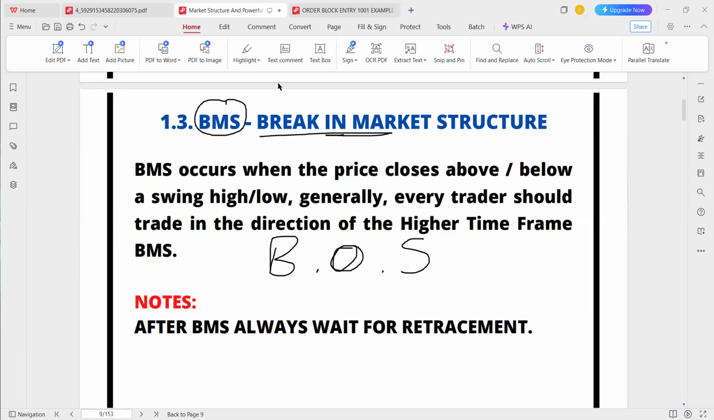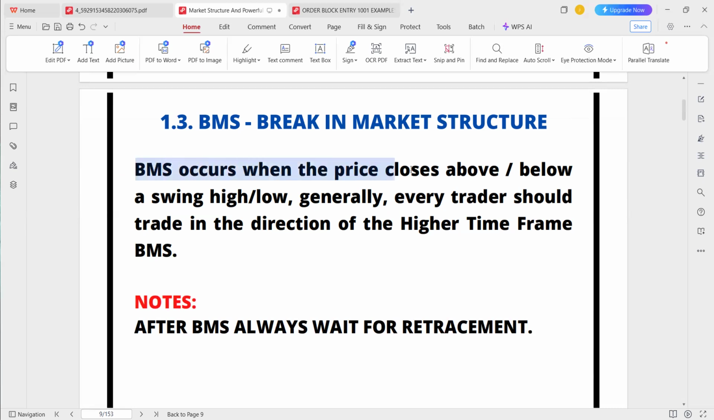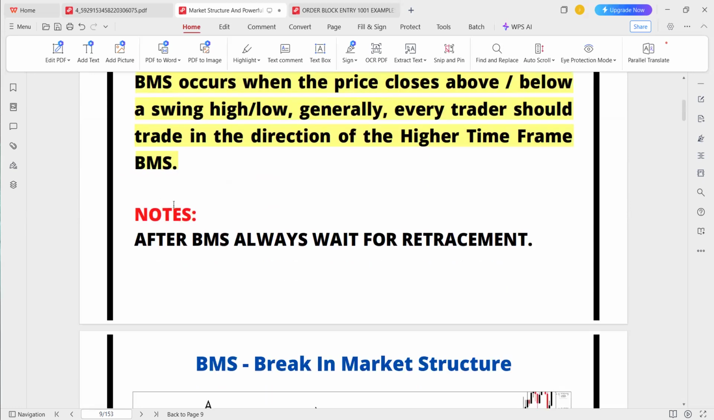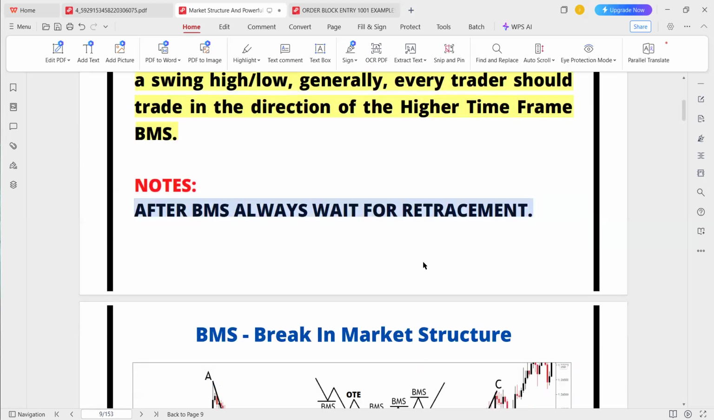So just to repeat, because this is a very valuable point, your BMS occurs when price closes above or below a swing high or low. Generally, every trader should trade in the direction of the higher time frame BMS. Let me see if I can highlight some of these things. All right, there we go. So always take note, after a break in market structure, always wait for a retracement. That's something you should take note of as well.